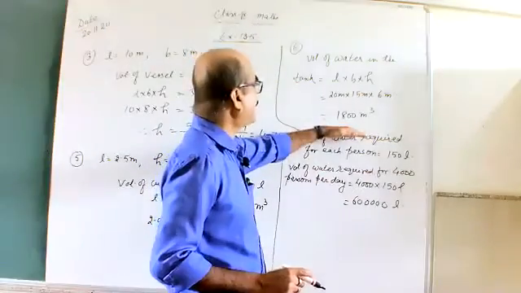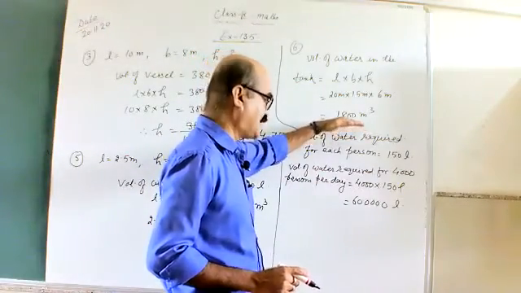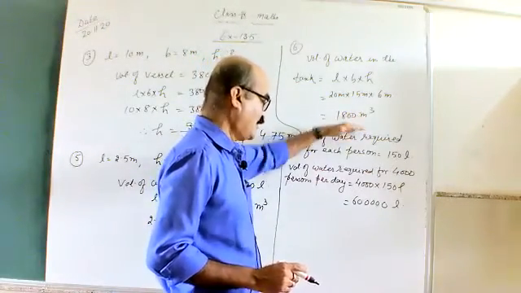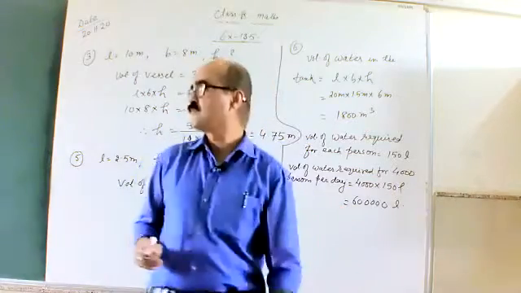And what is the capacity of the tank? That is 1800 meter cube. But this is in meter cube. This must be in meter cube.